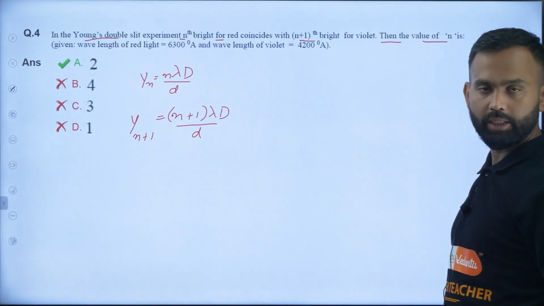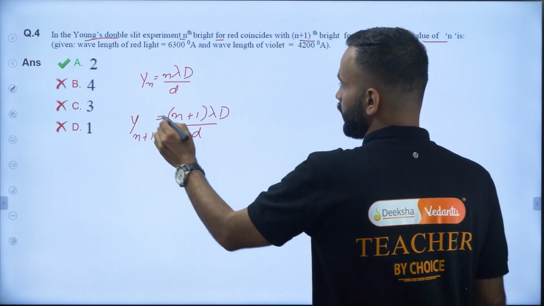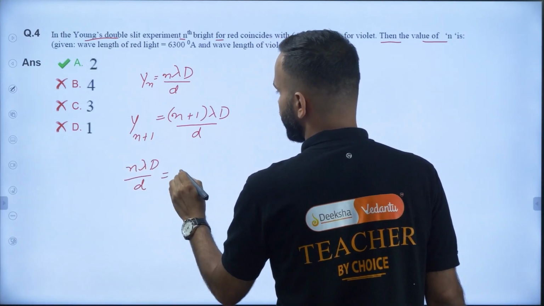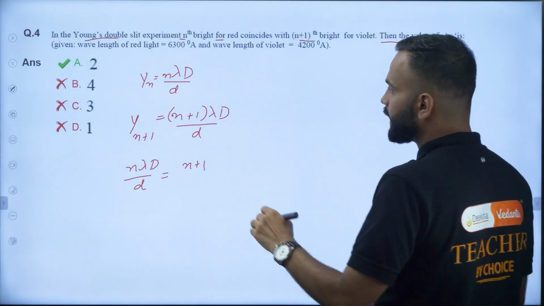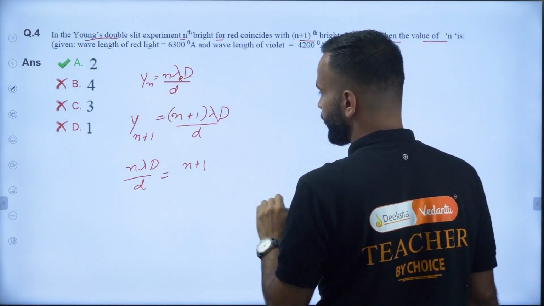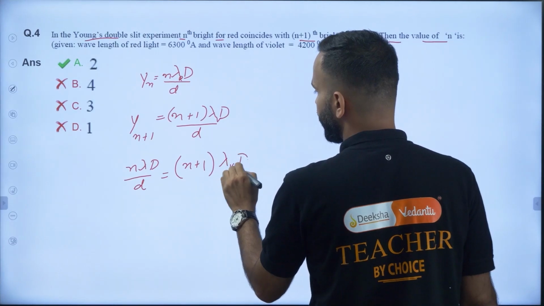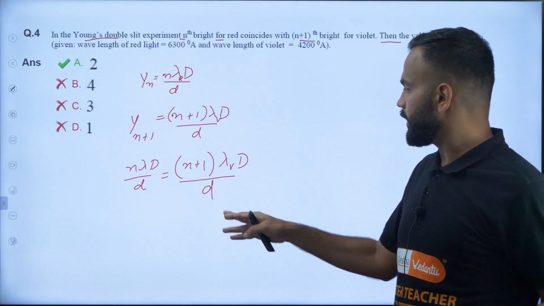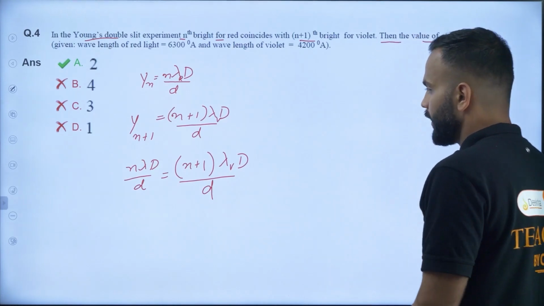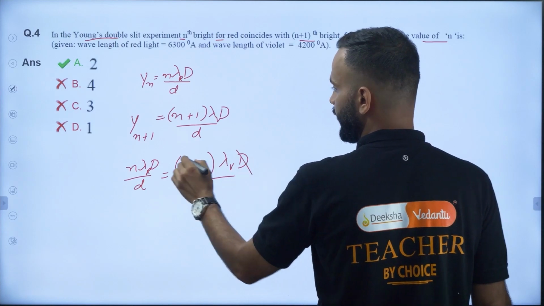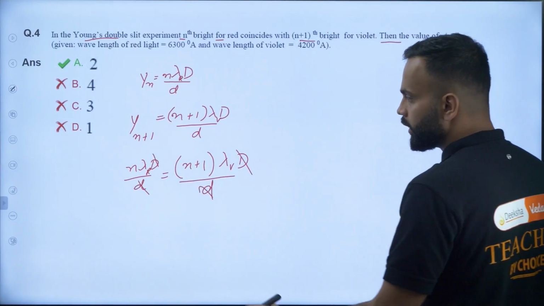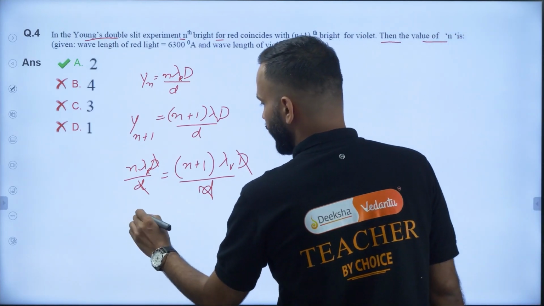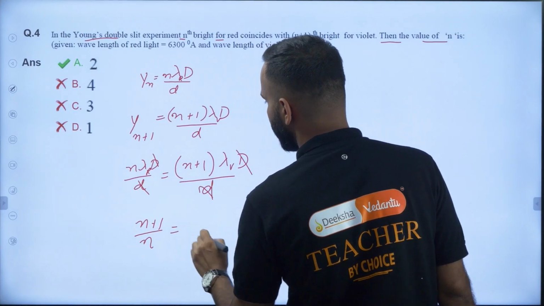Wavelength of the red light and violet light is given, right? Now these two will coincide, so n lambda D divided by d is equal to n plus 1 lambda V into D divided by small d. This is for red, and this is for violet. What is capital D? Distance between the screen and the slit, and small d is slit width, right? So now D and small d will get cancelled. Now we need to find the value of n. So n plus 1 divided by n is equal to lambda R by lambda V.